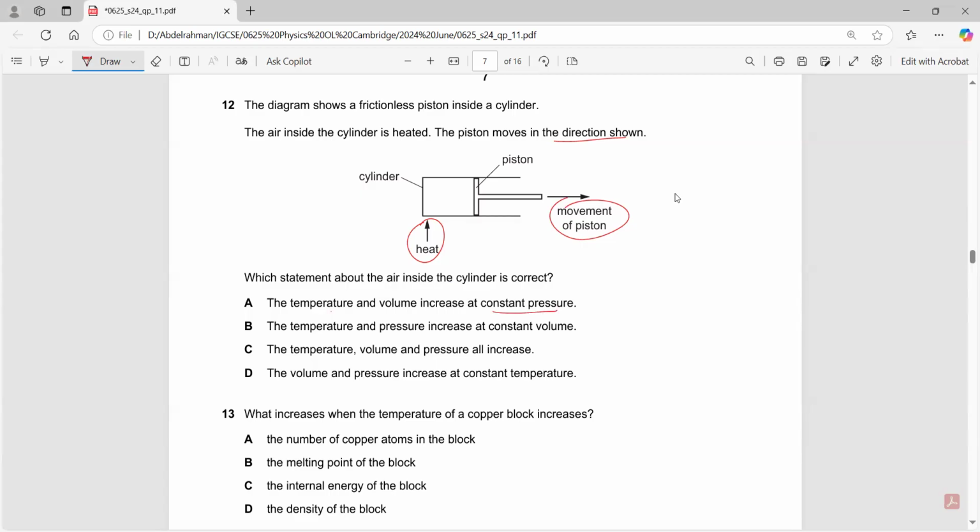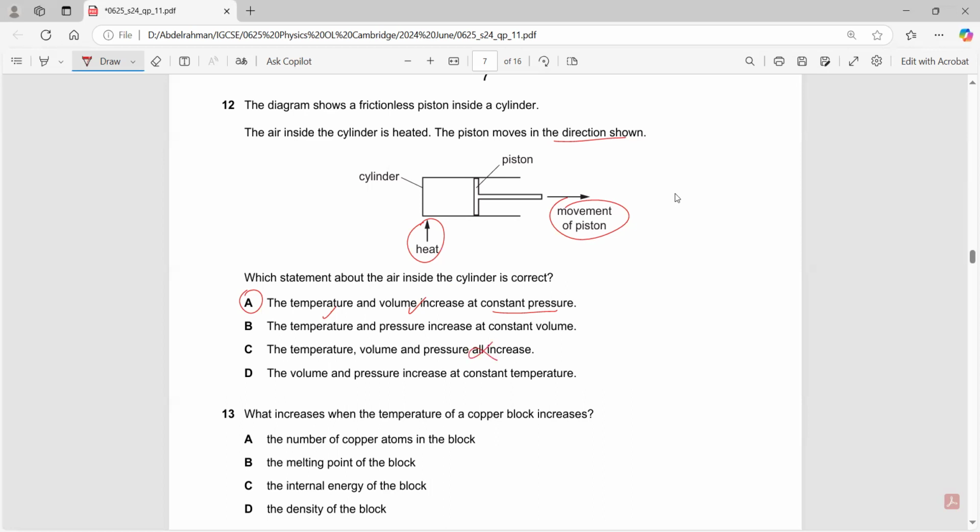The temperature and the volume increase. Yes, the temperature and the volume increase. The pressure has to be constant, and this is what we call thermal expansion. You cannot say that the temperature and pressure and volume all increase. This would be wrong.